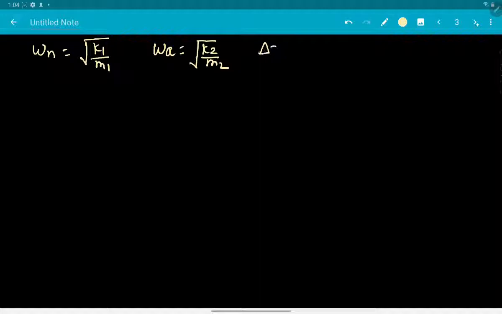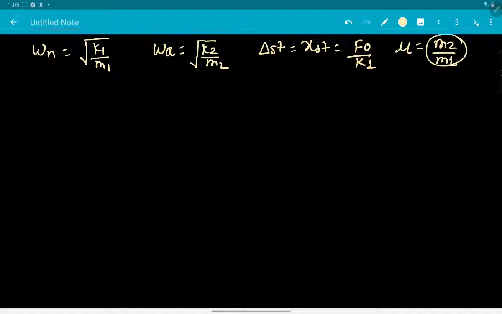Now delta st, or x st, you can write down whichever way you like. That will be equal to f0 by k1, which is the static deflection of our main primary system. And I'll be introducing a factor mu, or you can call it lambda as well, which is equal to m2 by m1, the ratio of mass 2, which is attached, to primary mass 1.